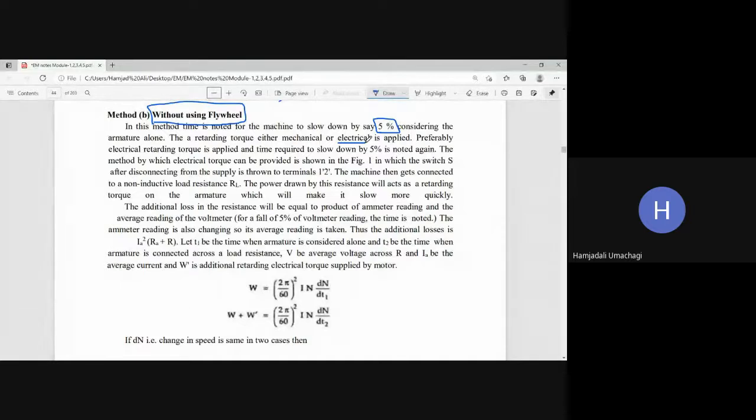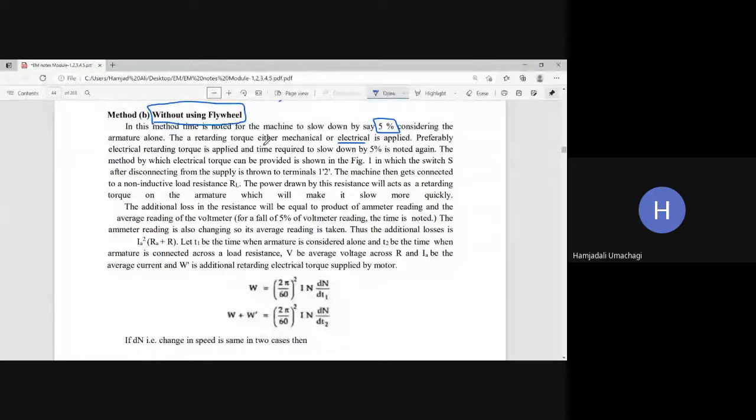Retarding means what? Torque means what? It is a force that makes the body move, the movement of the body. But here, retarding torque means what? It is that force which is not allowing the body to move. It will bring the body to the resting position, standstill condition. So that we call retarding torque. Is it clear? Yes, sir.